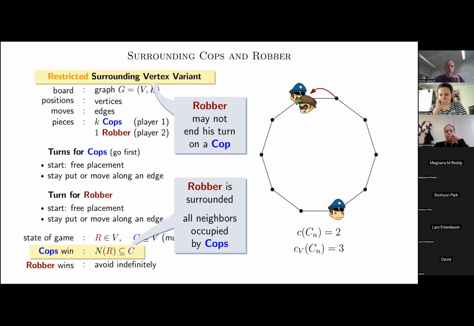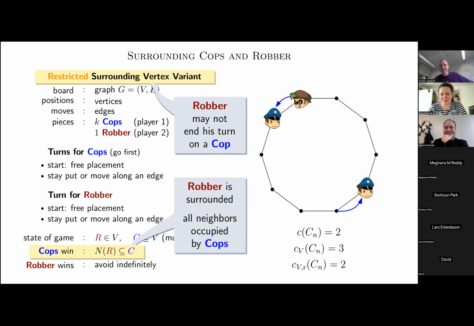And in this variant, we have yet another cop number, C_VR, R standing for restricted. And the question is, what is the restricted vertex surrounding cop number of the cycle now? Now it's again easier. I'll try 2 again. Yes, now it's 2 again.